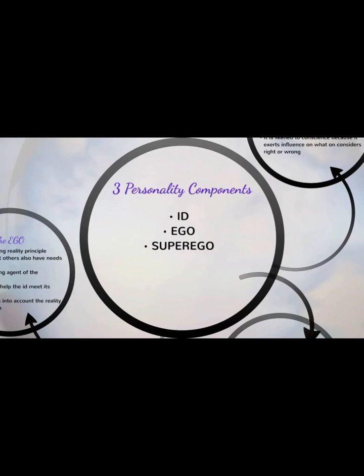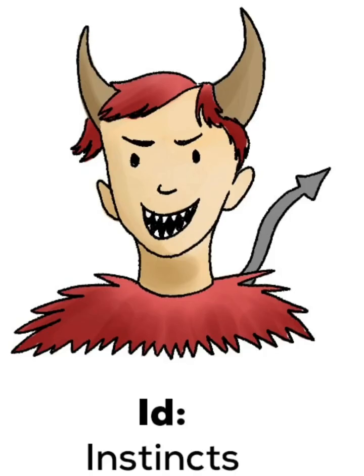Freud proposed the concept of the id, ego, and superego as three parts of the human psyche. The id is the most primitive and instinctual part of our personality. It operates on the pleasure principle, seeking immediate gratification of basic needs and desires. An example of the id in action would be a hungry person impulsively grabbing food without considering the consequences or social norms.